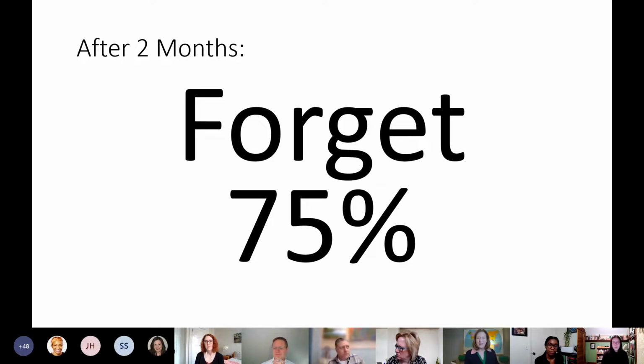But the fact of the matter is, this is just an hour and a half of what is probably a packed day, of a packed week, of a packed month, of a packed year. So chances are, and this is a study from 1957, I think, but it still holds true today. After 2 months, you're probably going to forget 75% of what I say today. No matter how good my presentation is, no matter how much you care, you forget 75%.